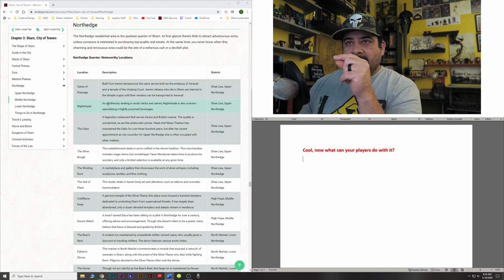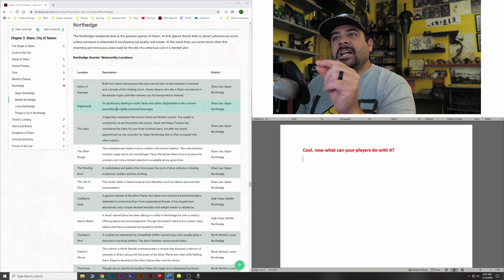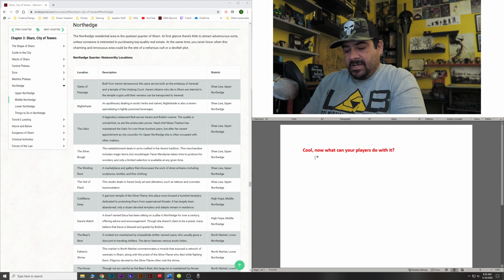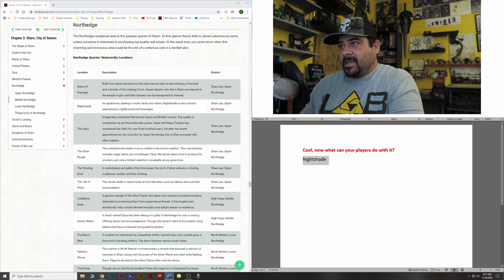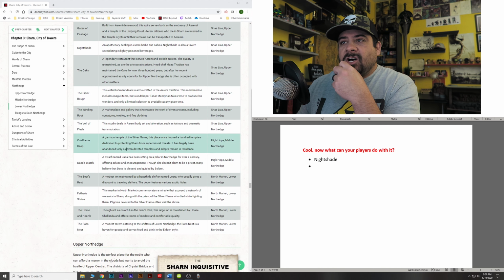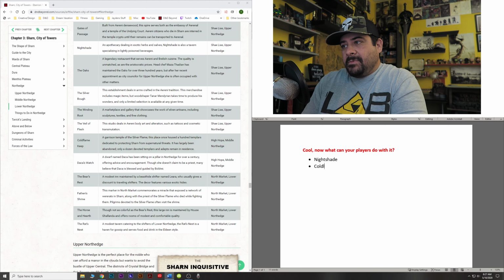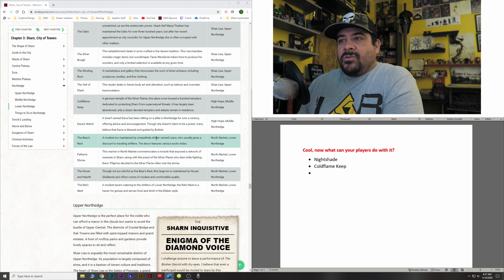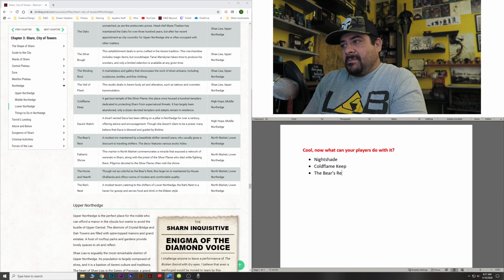There's one: Nightshade. An apothecary dealing in exotic herbs and salves. Nightshade is also a tavern specializing in lightly poisoned beverages. I love it. So Nightshade is one. Okay, let's bullet that. I'm just going to scroll down. Cold Flame Keep. A garrison temple of the Silver Flame. This place once housed 100 Templars dedicated to protecting Sharn from supernatural threats. It has largely been abandoned. Only a dozen devoted Templars and adepts remain in residence. I like that one. Let's do Cold Flame Keep. The Bear's Rest. A modest inn maintained by a beast-hide shifter named Liara, who usually gives a discount to traveling shifters. The decor features various exotic hides. I like that. The Bear's Rest.